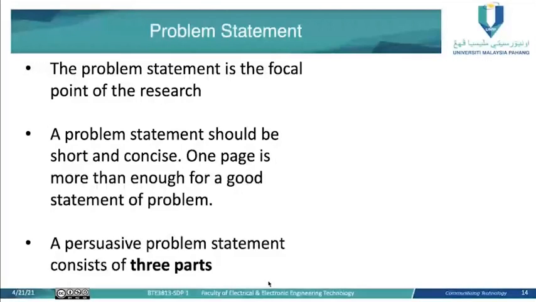And the problem is not just one word. Yes, there is one keyword, there are two keywords, but it's not just one sentence. You need to write a complete paragraph. So how do you write a complete paragraph, or what elements should be highlighted in this complete paragraph?